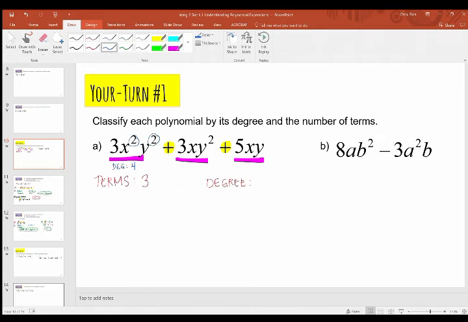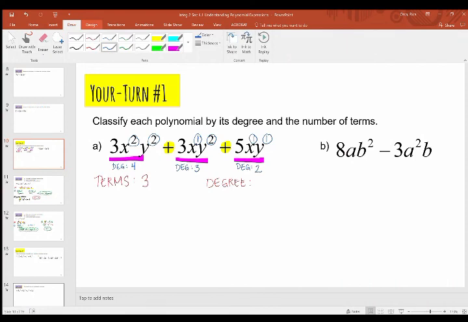Now let's look at our second monomial. In our second monomial, let's go ahead and add up the exponents. We know that x has an exponent of 1 and y has an exponent of 2. So if we add those two together, 1 plus 2 makes 3. And finally, in our last monomial, we have 5 times xy. That x is going to have an imaginary exponent of 1, and the y is also going to have an exponent of 1. Now, if you add those together, you end up with 2. This monomial has a degree of 2.